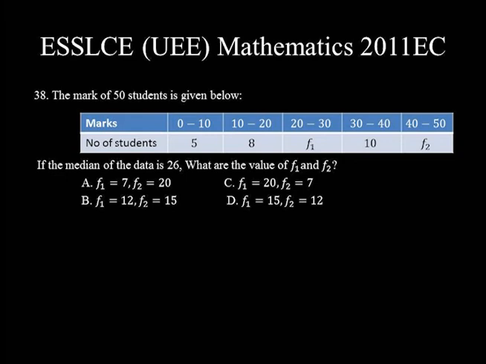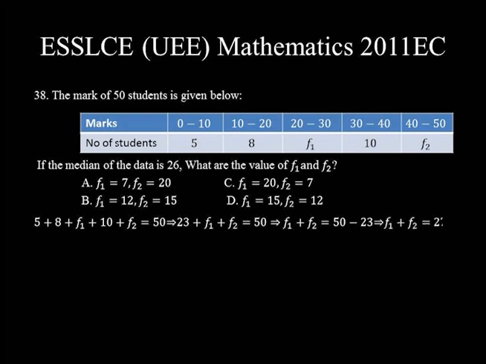We are asked to find two unknowns, that's F1 and F2. To solve these unknowns, we need two equations. The first equation can be derived from the sum of frequencies, that is 5 plus 8 plus F1 plus 10 plus F2 is equal to the total number of students, that's 50. 5 plus 8 is 13, 13 plus 10 is 23, plus F1 plus F2 is equal to 50. This implies F1 plus F2 is equal to 50 minus 23. That's F1 plus F2 is equal to 27.